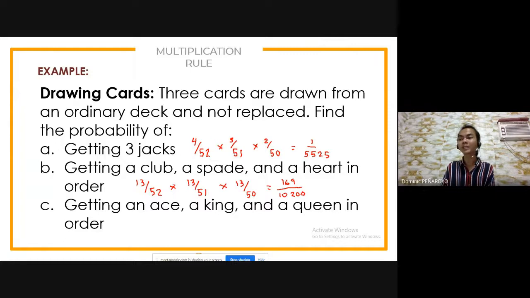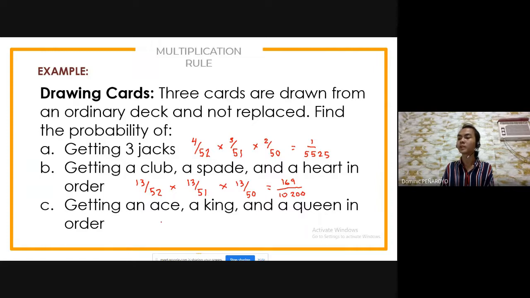So basically, kung makikita nyo, sa dependent events na problem, ang naapektuhan dito ay yung denominator. Kasi there's a change that happened because of the first trial. Kasi nga hindi na binalik yung card na nabunot. So mababawasan tayo ng card. Okay? Next, getting an ace, a king, and a queen in order.